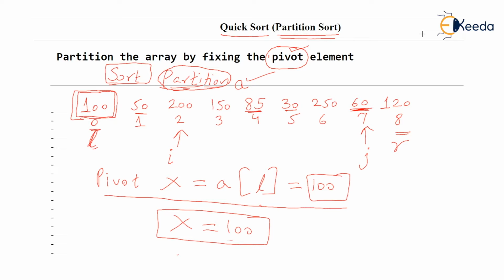As I and J, two counters, have stopped, we will swap the values of AI and AJ. Now observe that AI is 200 and AJ is 60. So we will swap their values. After swapping, the second place, which was storing 200, will now store 60. And the seventh place, which was actually storing 60, will store 200.